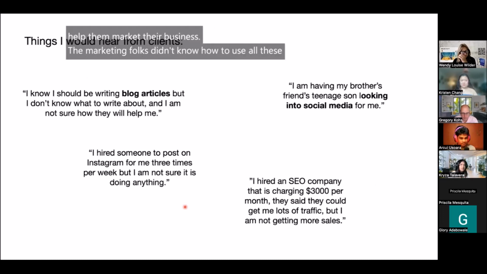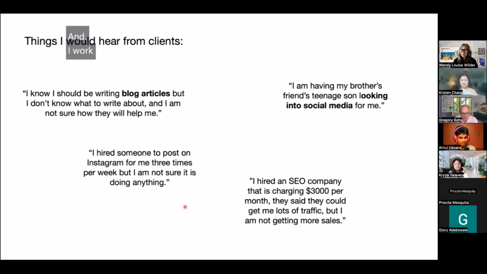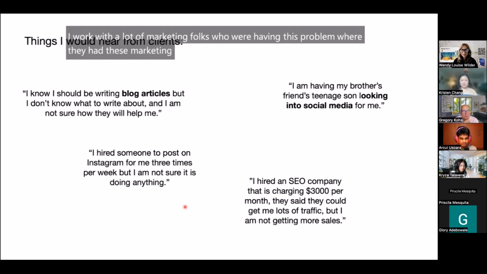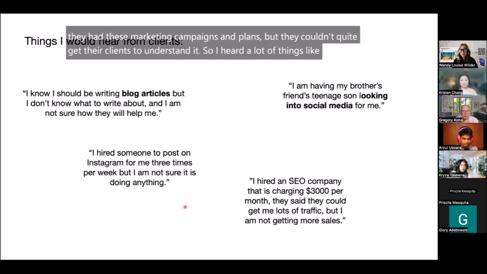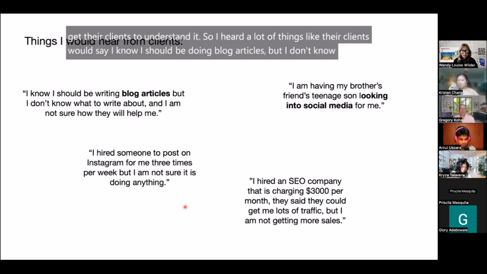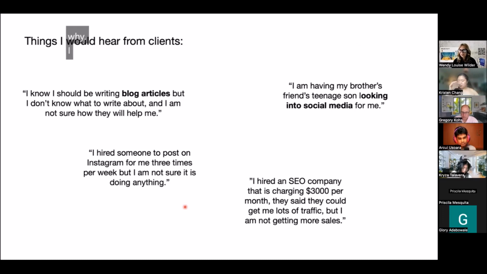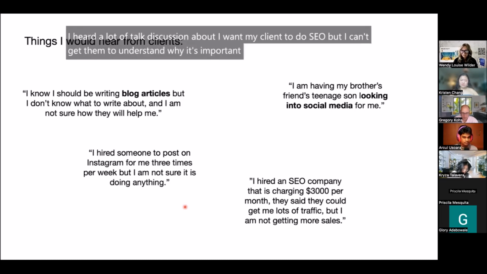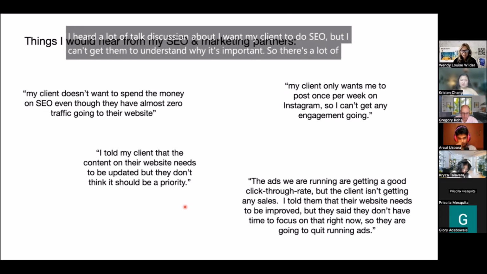And I work with a lot of marketing folks who were having this problem where they had these marketing campaigns and plans, but they couldn't quite get their clients to understand it. So I heard a lot of things like their clients would say, well, I know I should be doing blog articles, but I don't know why. I heard a lot of discussion about, I want my client to do SEO, but I can't get them to understand why it's important. So there's a lot of frustration from both sides.